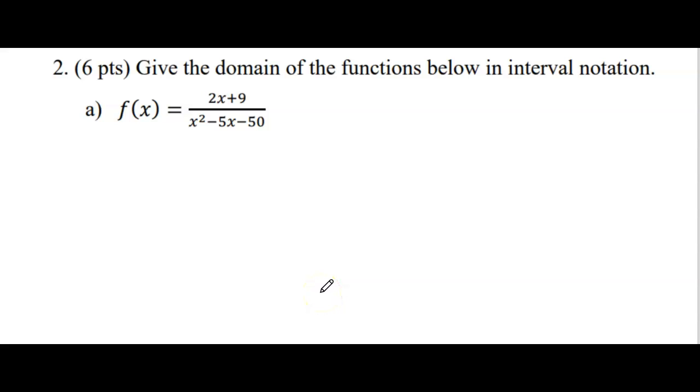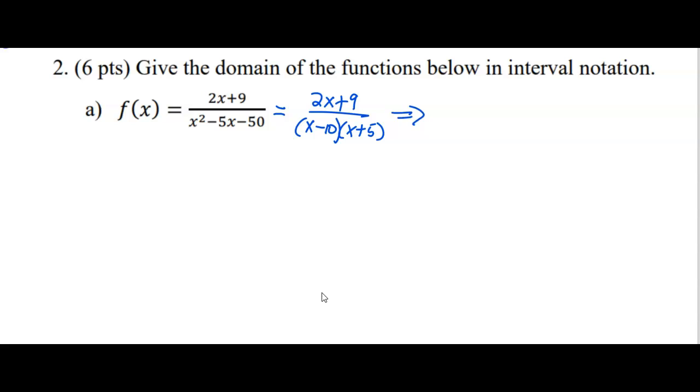Give the domain of the function below in interval notation. This first function is a rational function. It's best to factor the denominator. In this case we have x minus 10 times x plus 5.